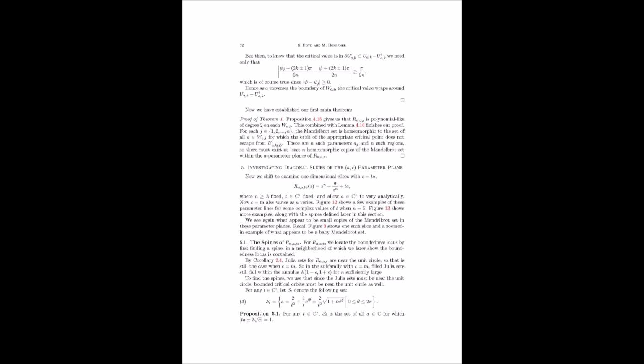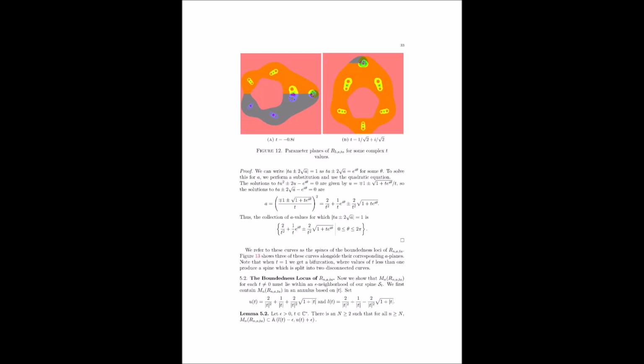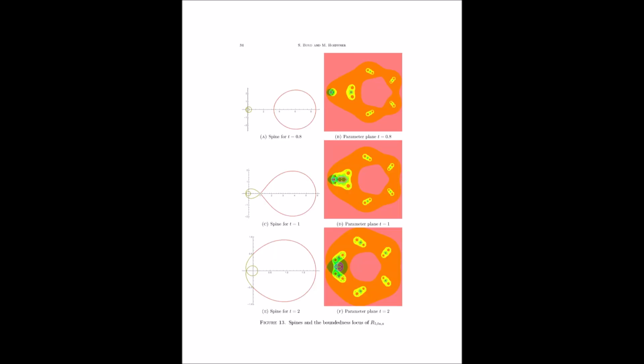Now, Douady and Hubbard's theorem comes into play. It states that if we have a family of polynomial-like mappings, all of degree 2, and parameterized by a complex variable, then under certain conditions, this family will contain a homeomorphic copy of the Mandelbrot set. Wait, homeomorphic copy, what exactly does that mean?